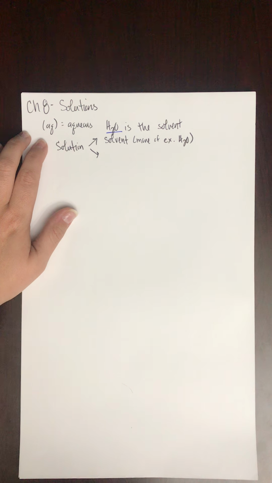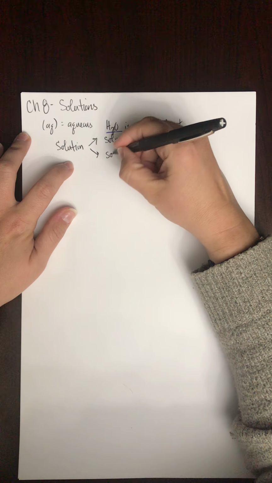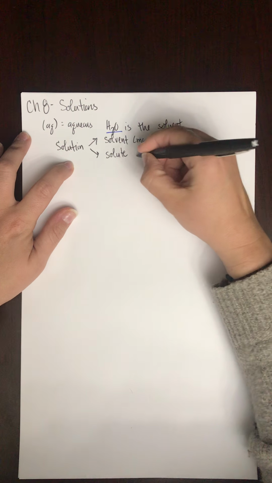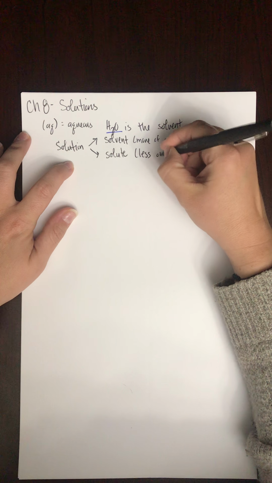The other part of the solution is called the solute. This is what you have less of. This is something that you are dissolving into the solvent. So the solution is made up of two parts, a solute and a solvent. And the solvent is what you have more of. Most of the time it's water. It's always water in an aqueous solution. And the solute is what you have less of.